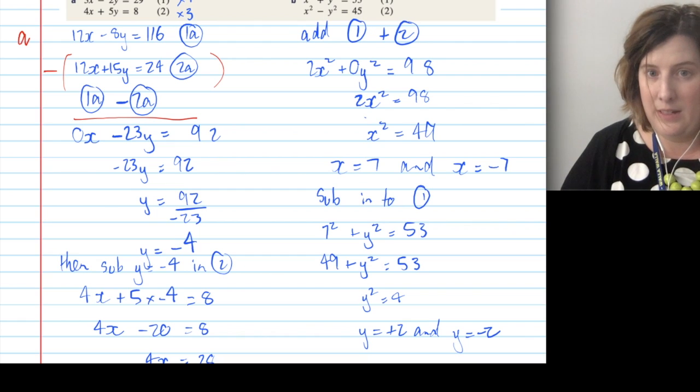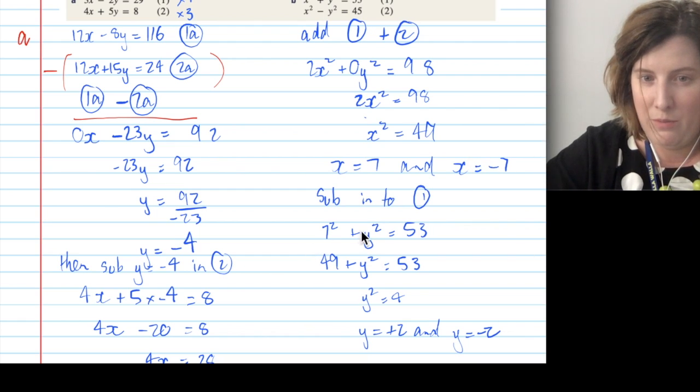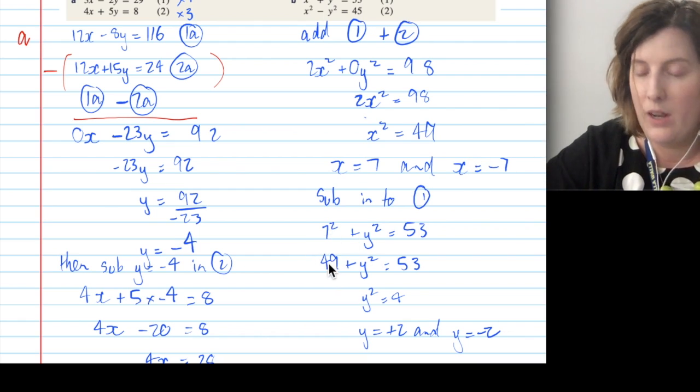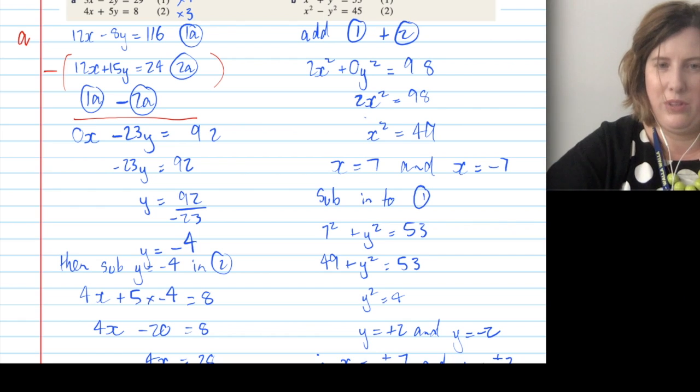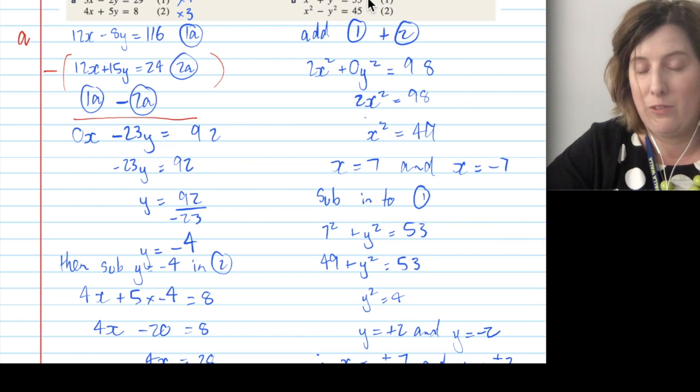I could do this exact same thing with the negative 7, but negative 7 all squared still comes out as 49, so I'm not going to bother. Which means, therefore, x equals plus minus 7 and y equals plus minus 2. So if you were to graph both of these equations, x squared plus y squared equals 53, x squared take y squared equals 45, they would meet at these points.